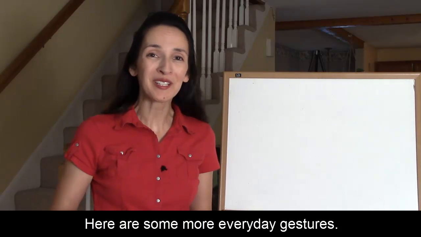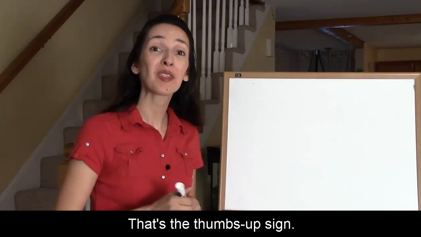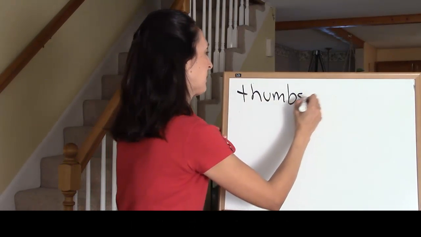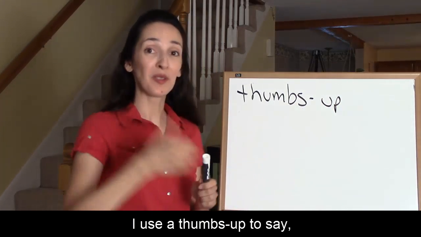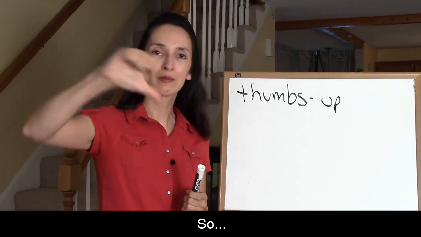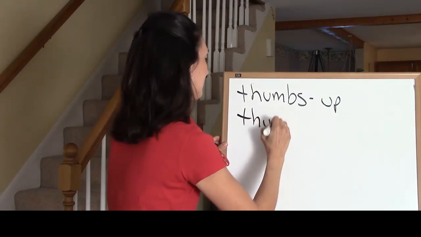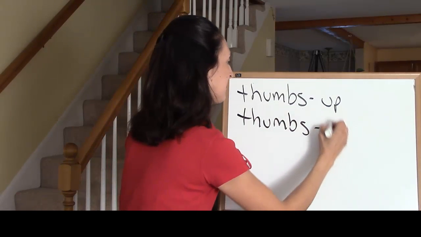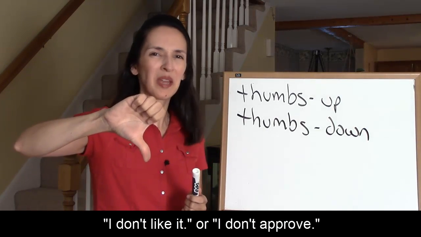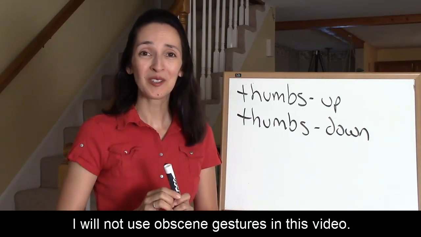Here are some more everyday gestures. That's the thumbs up sign. We use a thumbs up to say, I like it or I approve. So, that's the thumbs down. I don't like it. I don't approve. I will not use obscene gestures in this video.